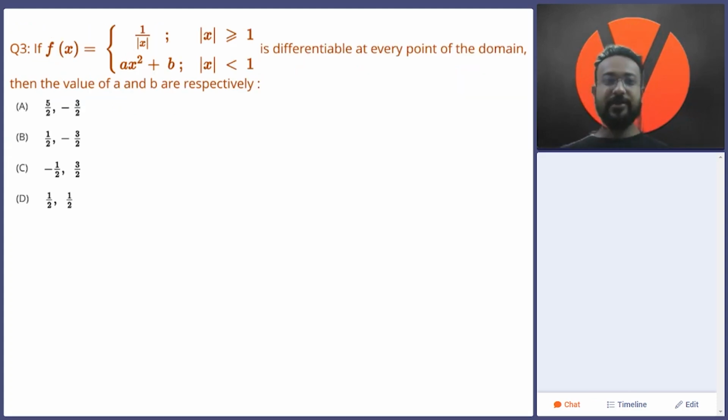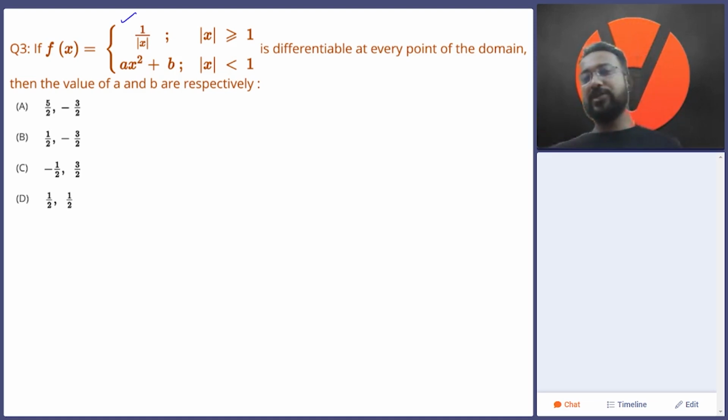So let's move ahead to the next question. Third question. What does it say? It says f(x) is 1 by mod x when mod x is greater than or equal to 1, and ax square plus b when mod x is less than 1.